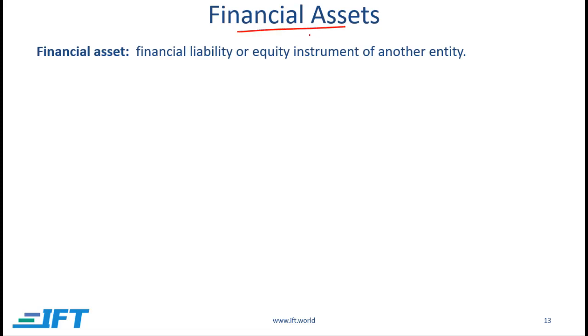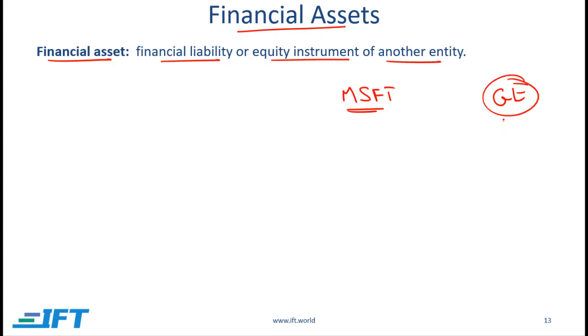We now come to financial assets. A financial asset for a particular company is the financial liability or equity instrument of another entity. So what does this mean? Let's say we are looking at the balance sheet of a company and say that company is Microsoft. Let's also say that we have another company, General Electric, and General Electric issues a bond. For General Electric, this bond is a liability because through this bond, General Electric is raising money. But Microsoft buys this bond. For Microsoft, this bond is an investment. It is a financial asset.